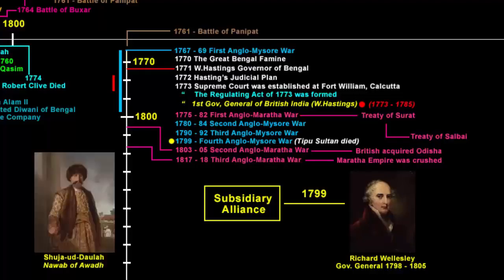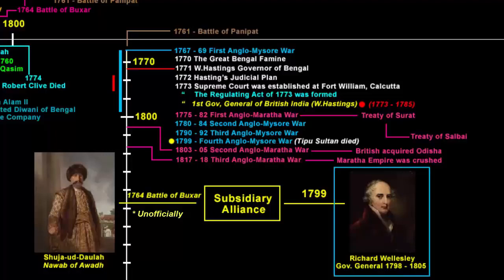Now unofficially, the Nawab of Awadh, that is Shuja-ud-Daula, was the first to enter into a subsidiary alliance after the 1764 Battle of Buxar. Now I'm not trying to confuse you over here. I just want you to think critically, because on one hand, the policy of subsidiary alliance was framed by Lord Wellesley, about whom we clearly know that he was the Governor General from 1798 to 1805, and on the other, we know that in the 1764 Battle of Buxar, three parties fought against the company. If you recollect, it was the Nawab of Bengal, Mir Qasim, then the Nawab of Awadh, Shuja-ud-Daula, and the Mughal emperor of that time, Shah Alam II.